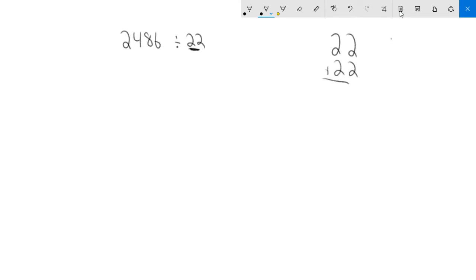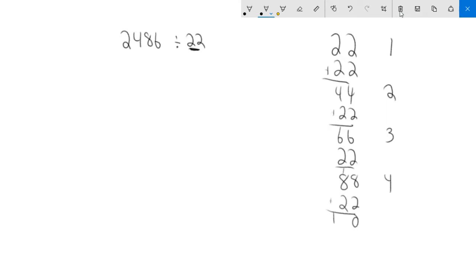So one group of 22, or 1 times 22, is 22. 44, that would be 2 groups of 22. If I add another one, that's 66. That's 3 groups of 22. Another one, it's 88. That's 4 groups of 22. And maybe just one more, adding that up to 110. That's 5 groups. I like to have 4 or 5 of the multiples down just because it helps me with my division. So now that I know some of the multiples, it makes my division go a lot faster.